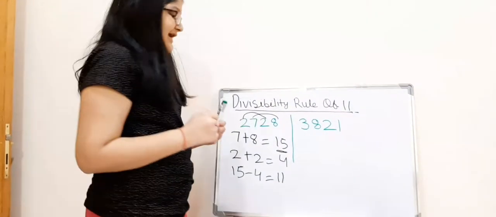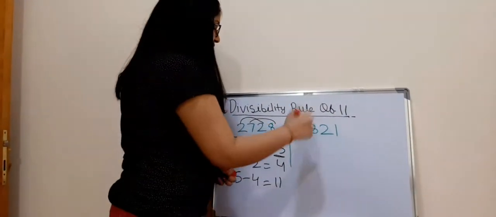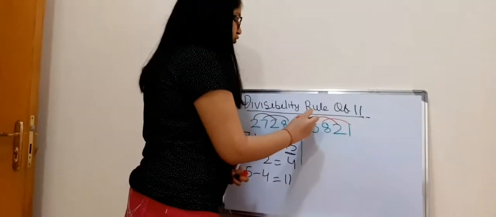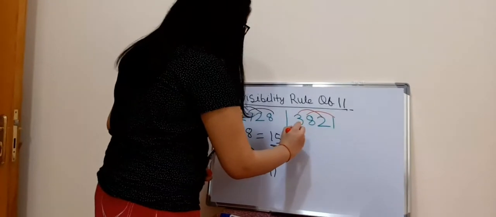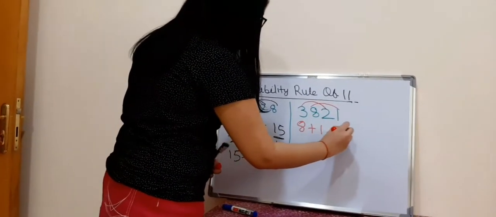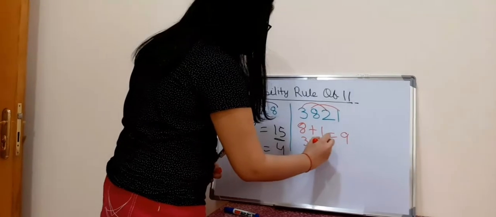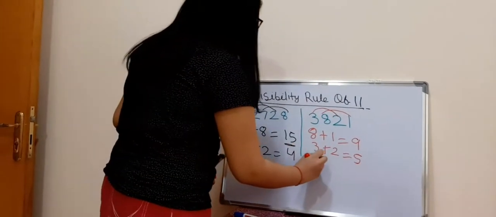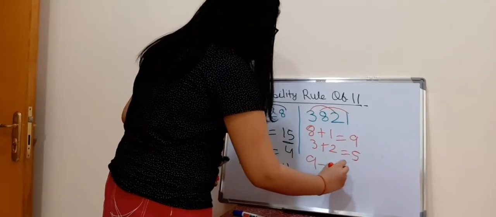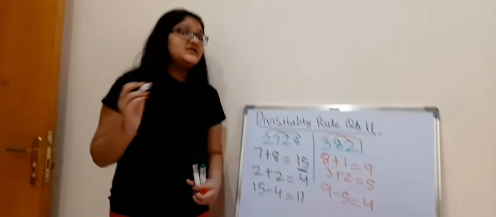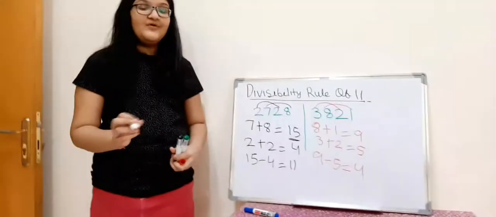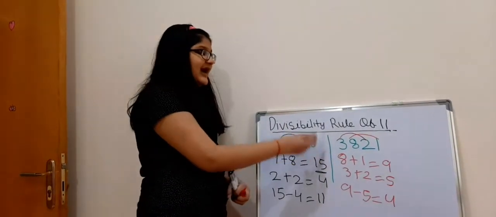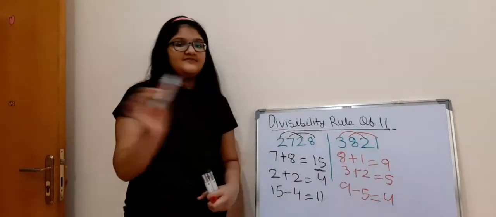Now see the next number. It is 3821. First add the alternate digits, which are 8 and 1, and 2 and 3. So 8 plus 1 equals 9 and 3 plus 2 equals 5. Now subtract them. 9 minus 5 equals 4. Now, does 4 come in 11's table? No, 4 does not come in 11's table. So the number 3821 is not divisible by 11.